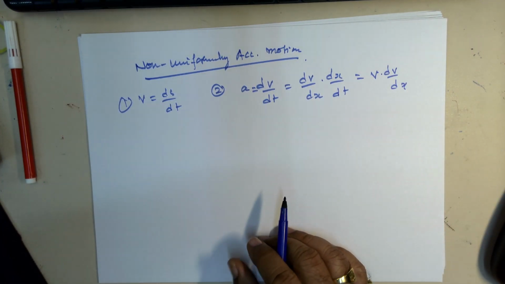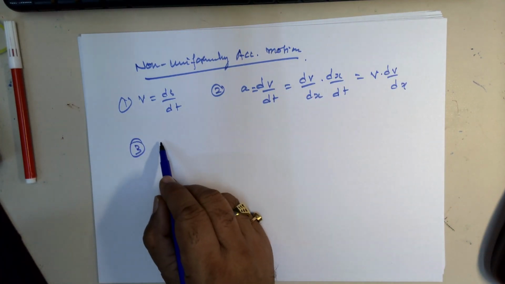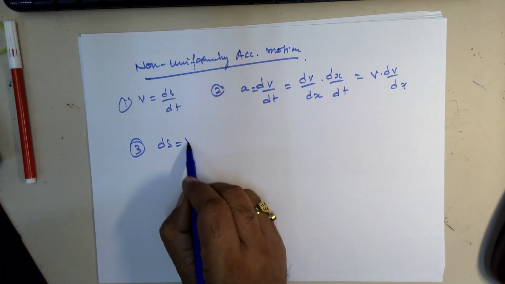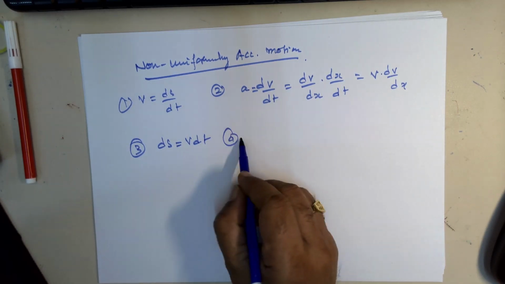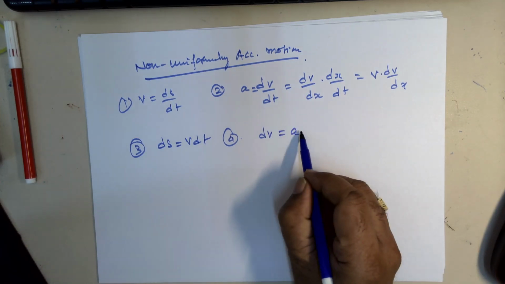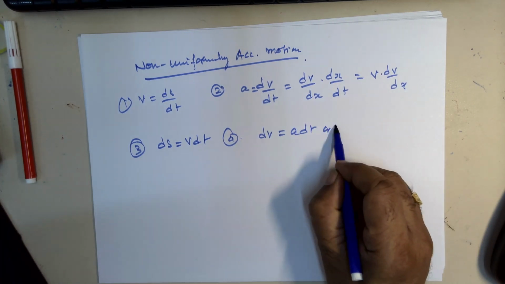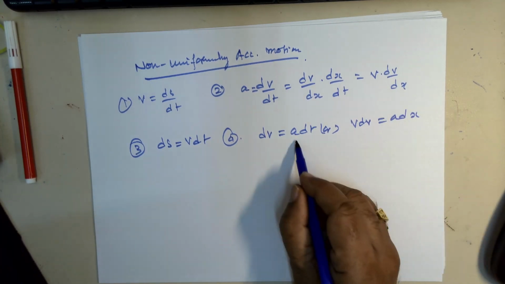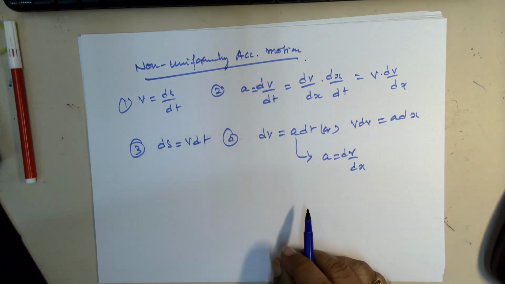Right. So this is another set of equations. Third one, the displacement, you can call it ds, is nothing but v dt. So these are all various interpretations. Then the fourth one, we have dv by dt, which is nothing but dv into a dt. So that is nothing but v dv is equal to a dx. Why? Because a is equal to dv by dx, right?